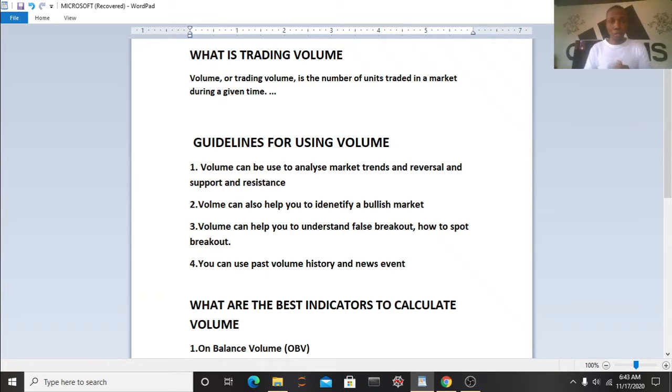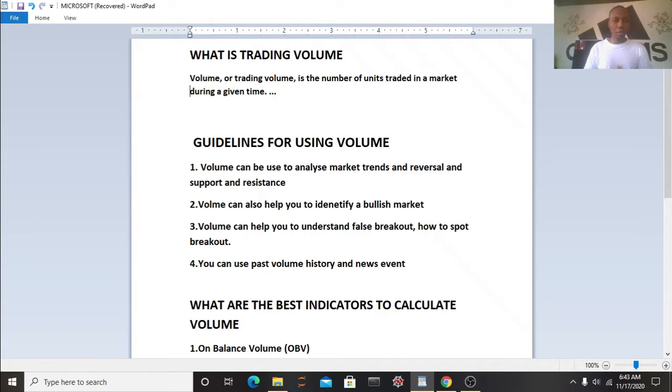Today I'm talking about volume. What is trading volume? Guidelines for using volume, and what are the best indicators to calculate volume? Trading volume is the number of units traded in the market during a given time. It is usually for 24 hours, and we have a 24 hours high and a 24 hours low.